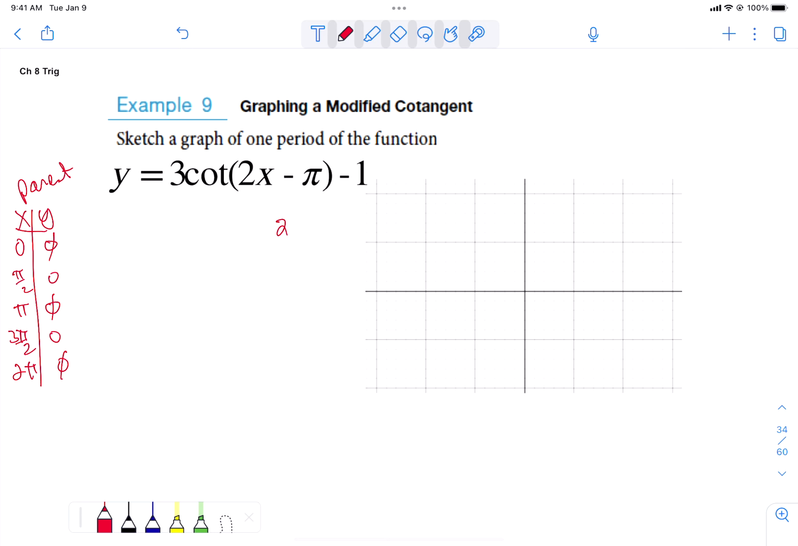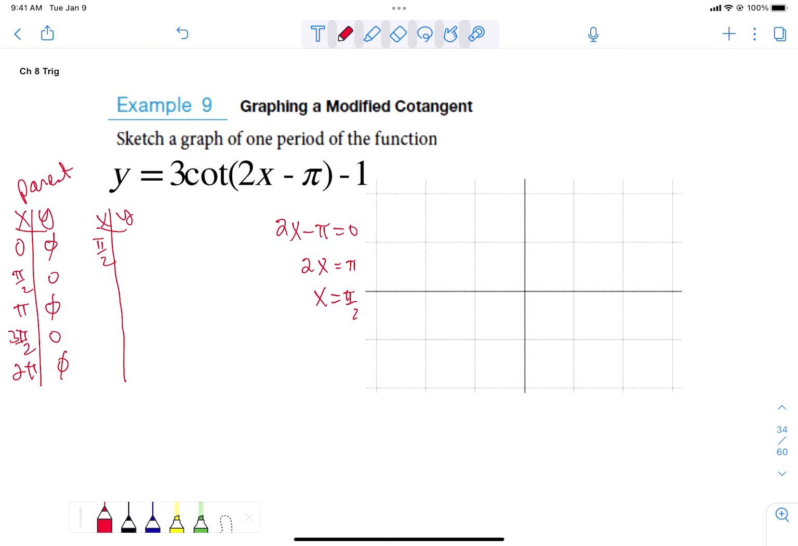So you're going to ask yourself, where does 2x minus pi equal 0? Well, that's an algebraic expression we need to solve for x. So we're going to add pi to both sides, divide by 2. So our first asymptote occurs at pi over 2.